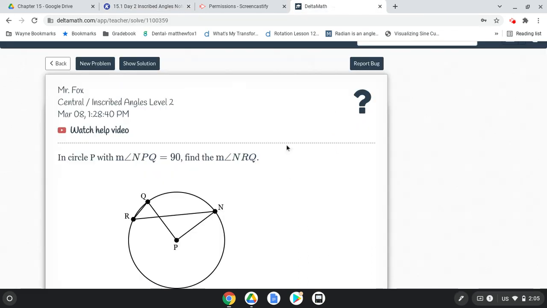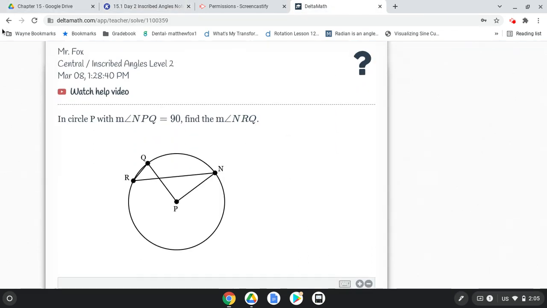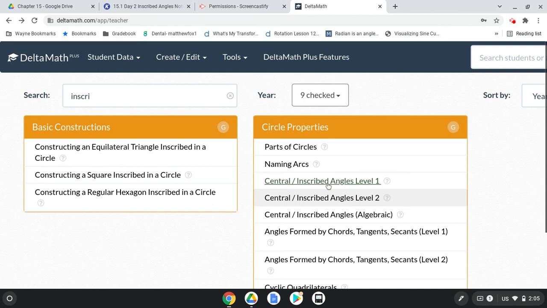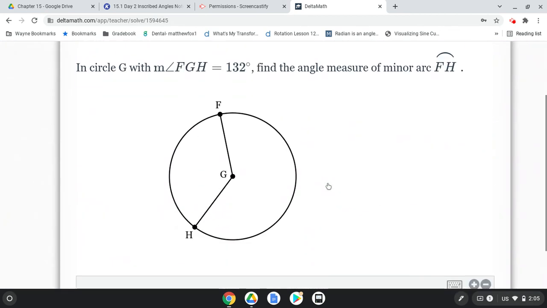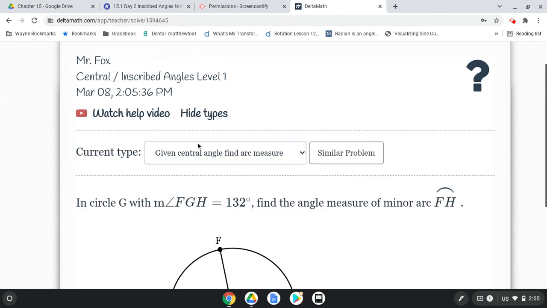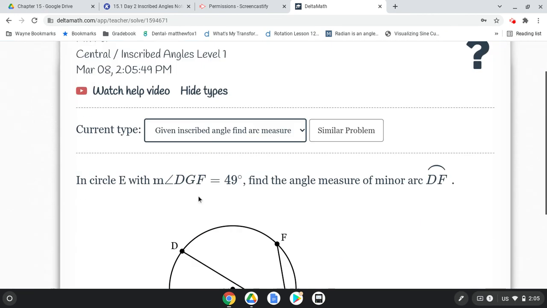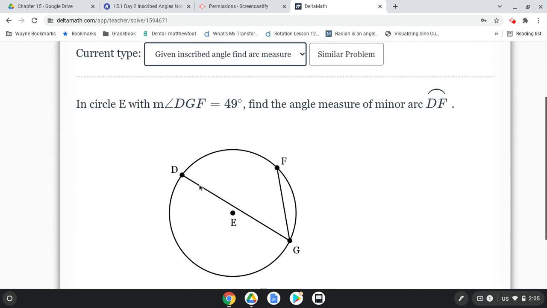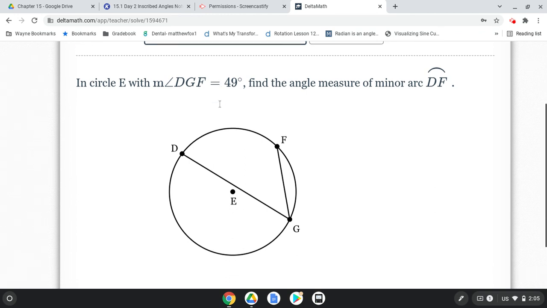All right. Today on the assignment, there's a couple different problems. Let me show you a few of the Delta Math. Some of them, you are just going to look. Here's a central angle, FGH. If this is a central angle, we know that the arc here, FH, is exactly the same. It's 132. Let me show a specific type. Some of them, like here, it's an inscribed angle. So if it tells us DGF is 49, we're trying to find DF. We multiply by 2 to get that.